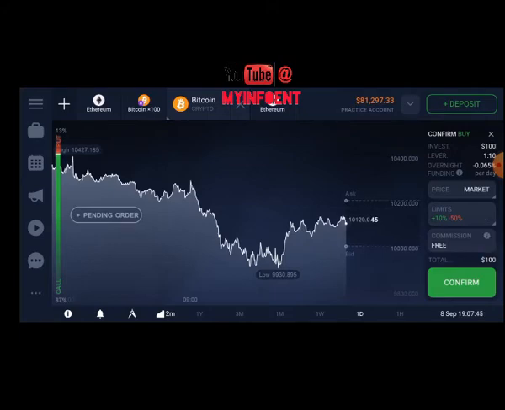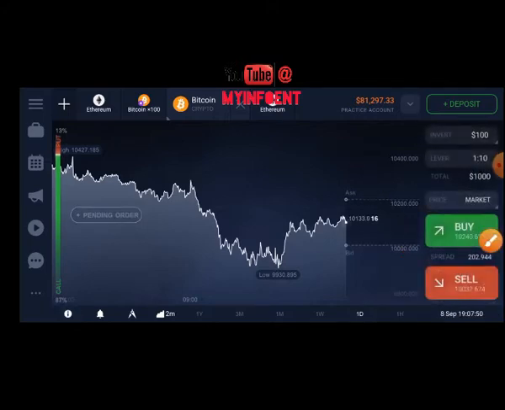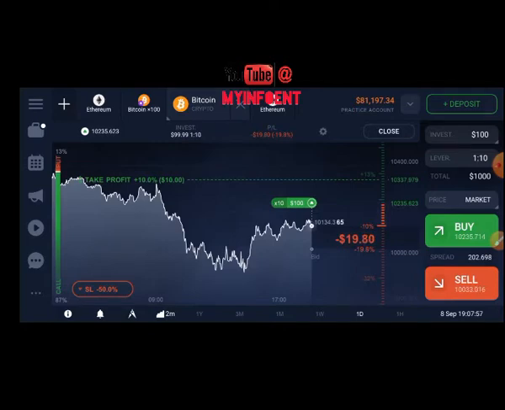So the next step, once you're done, is to click the confirm button below. This is the confirm button here. Okay, I've opened the buy position.